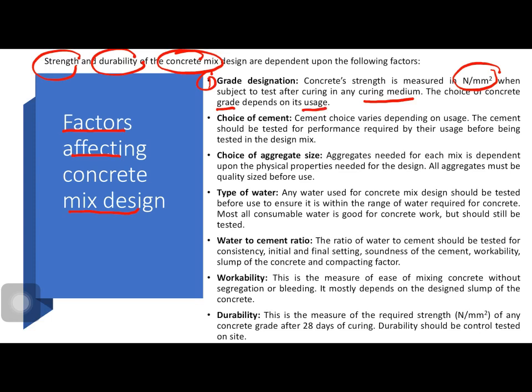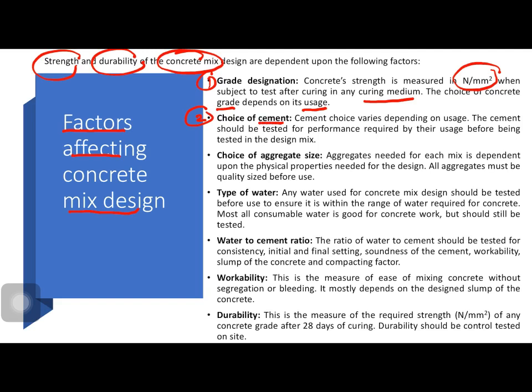So we have various grades depending on the condition where you want to apply it. For example, for the roof beam, for the concrete beams, for the column, for the foundation. We have different conditions, so definitely we have various grades for the concrete. And then number 2, choice of cement.